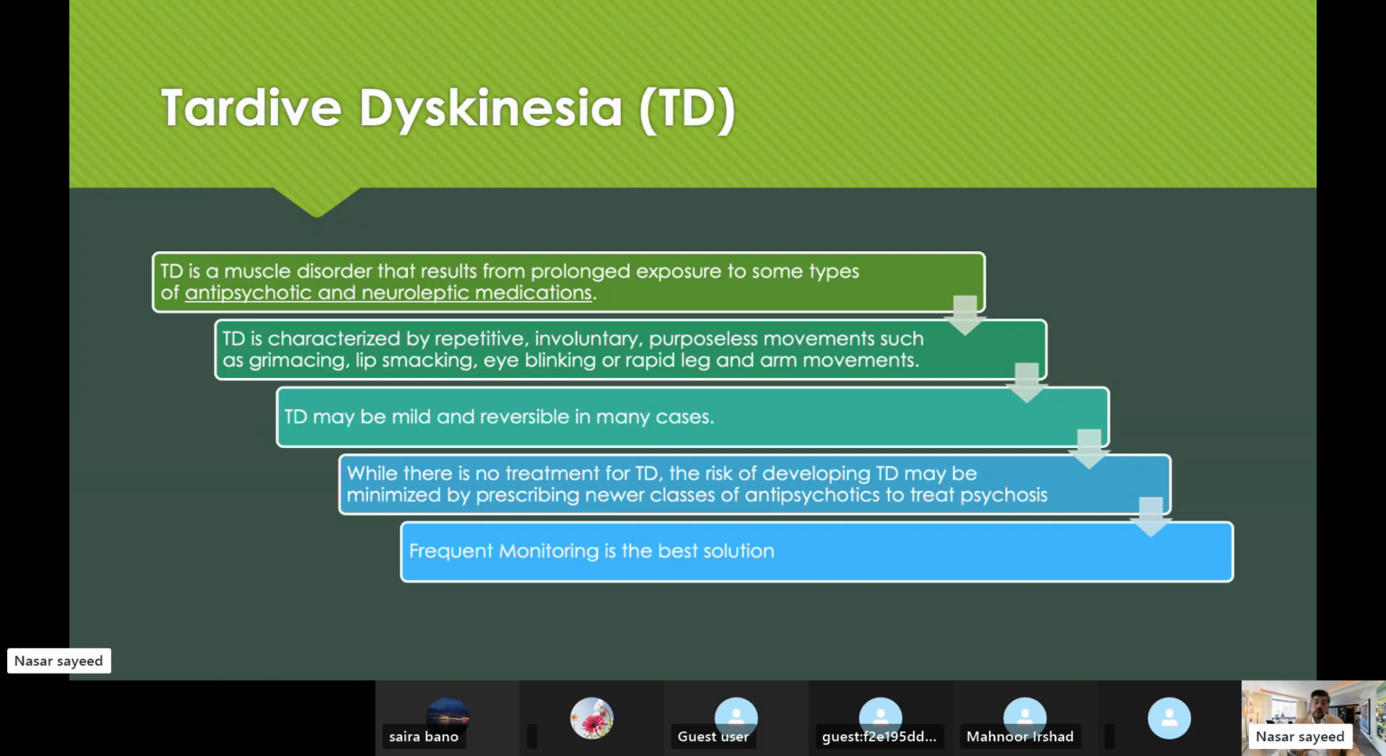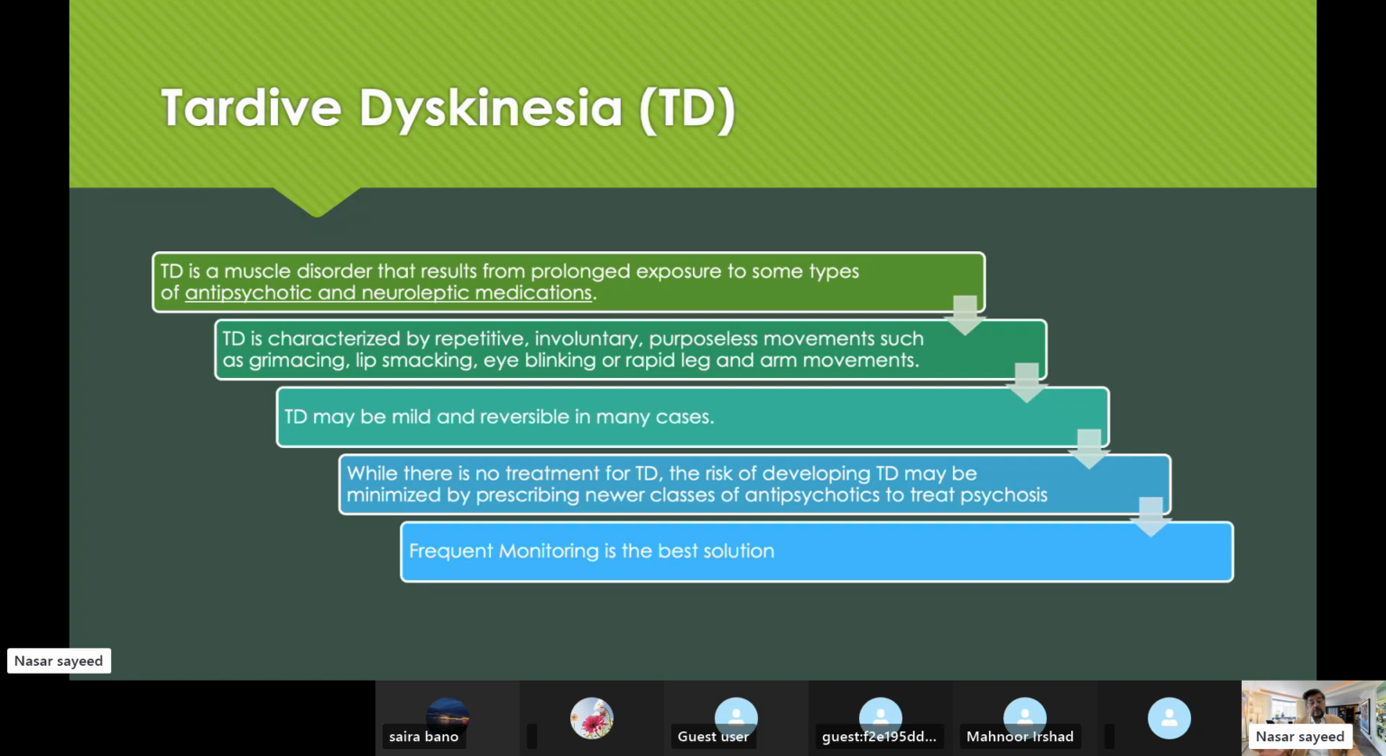The family physician saw the movements. He added anticholinergic drugs, which are unfortunately not the right choice. If a patient is developing tardive dyskinesia, anticholinergic medications should be discontinued rather than the dose being increased. So anticholinergic drugs in tardive dyskinesia are contraindicated. They should not be prescribed.